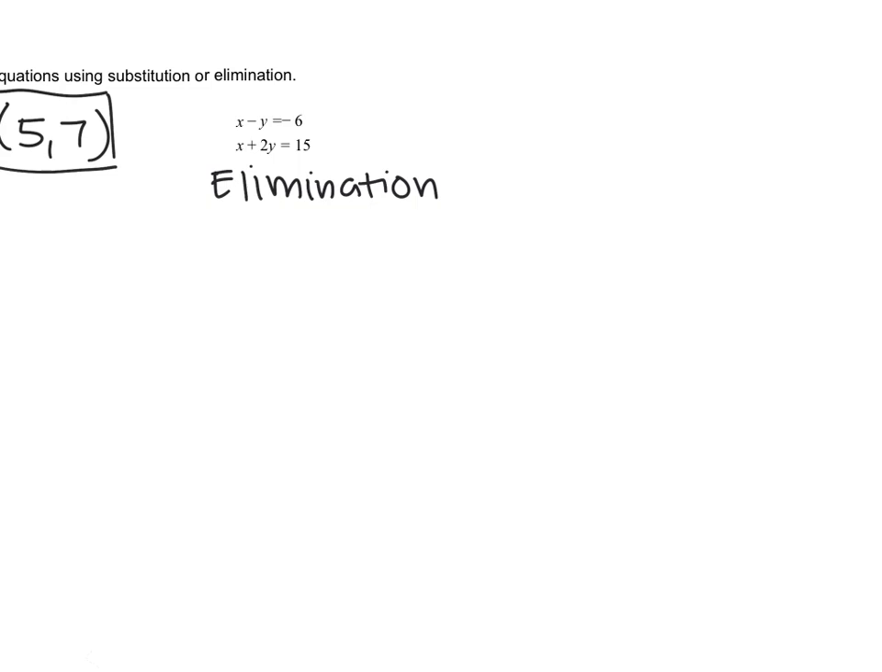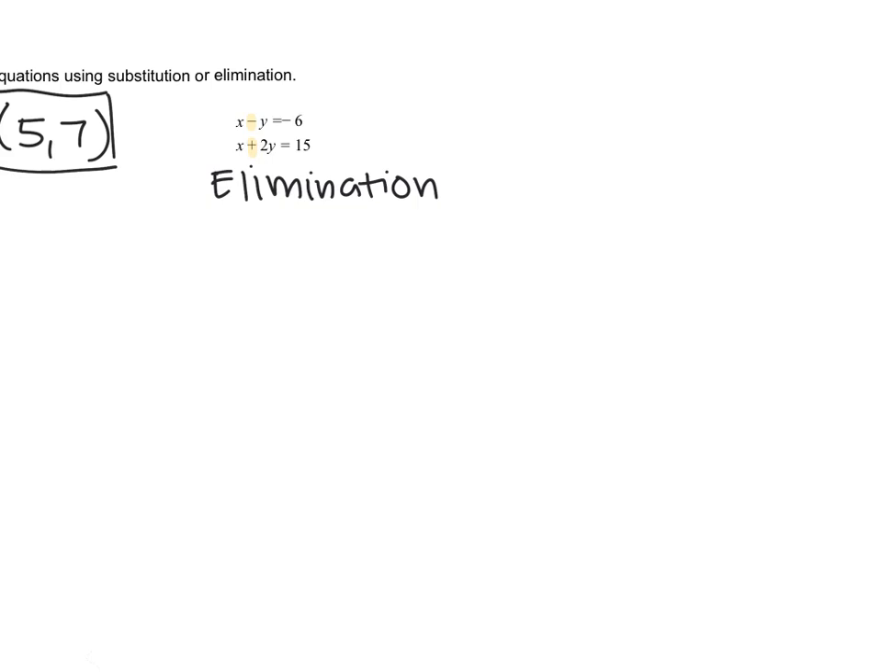Secondly, I look to see, does one variable already have opposite signs? So those are the two things I look for: if I can only multiply one equation, and if one variable already has opposite signs. If I look, I have a -y and a plus 2y. So the y's already have opposite signs. That's a big thing for me, because I don't want to have to multiply by a negative. A lot of mistakes can happen when multiplying by a negative.